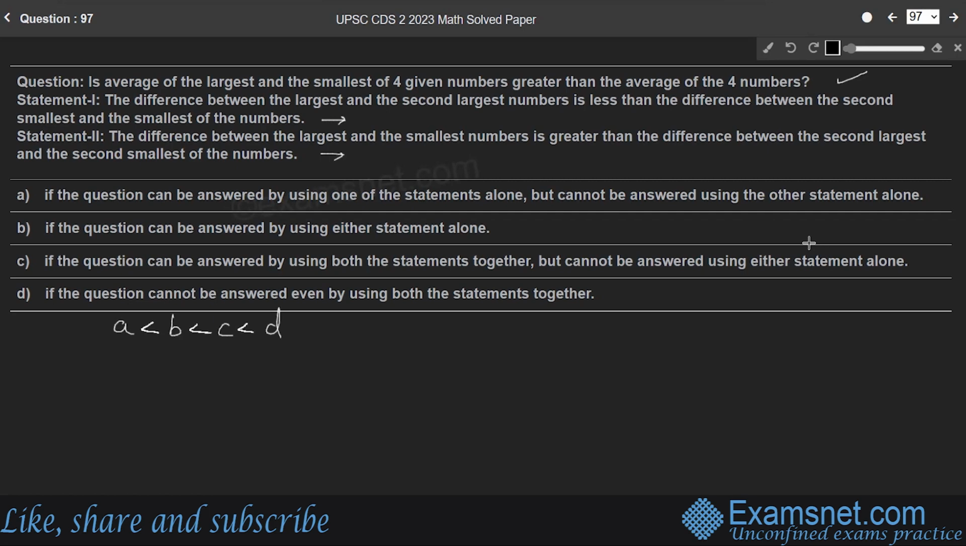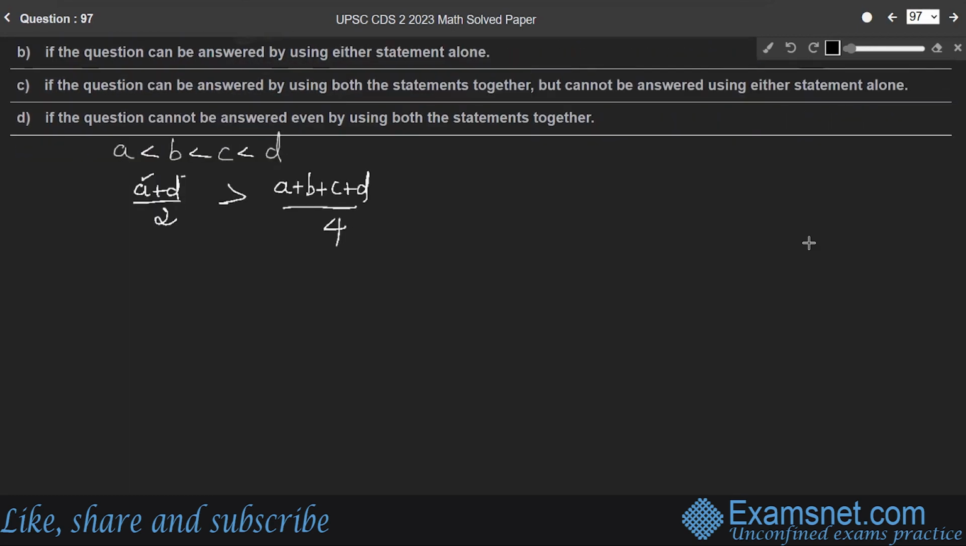So the first factor, the average of largest and smallest of four given numbers. That means A plus D by 2 is the average of smallest and largest numbers, which is greater than the average of the given four numbers. That means A plus B plus C plus D divided by 4. Right? So we'll simplify it. Take this 4 to the other side. It becomes 2 times A plus D is greater than A plus B plus C plus D.